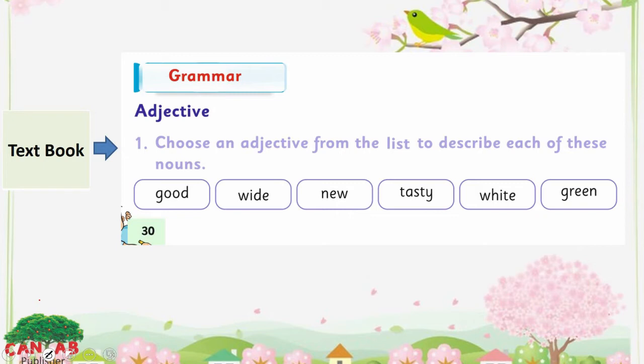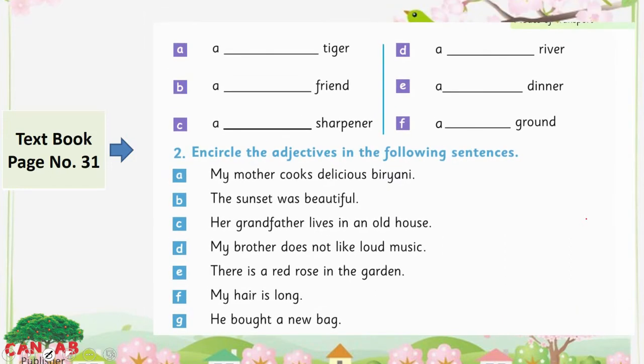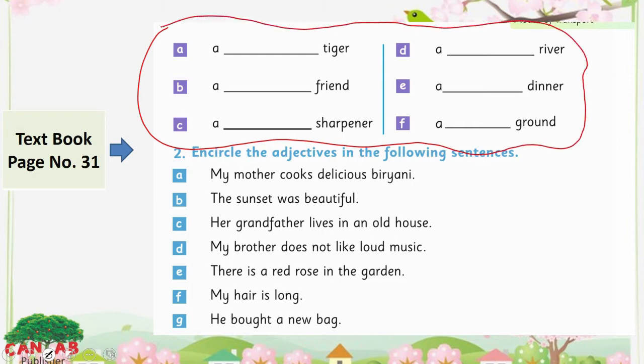Page number 30 of your textbook. Choose an adjective from the list to describe each of the nouns. We have a list of adjectives here. And let's describe these nouns here with one adjective from that box. A, a tiger would be good, white, new, tasty or green. Yes, a tiger may be white.